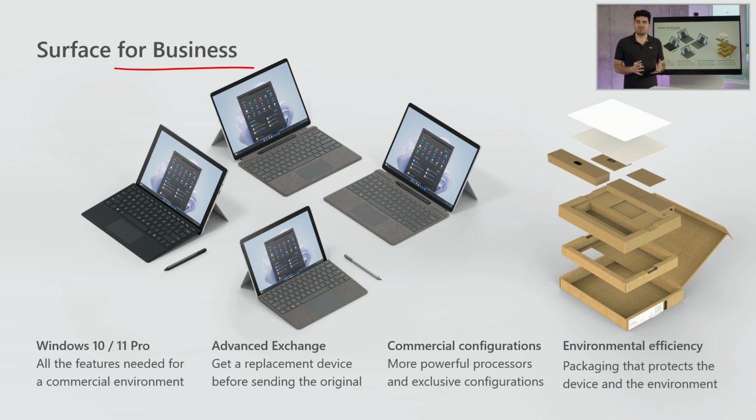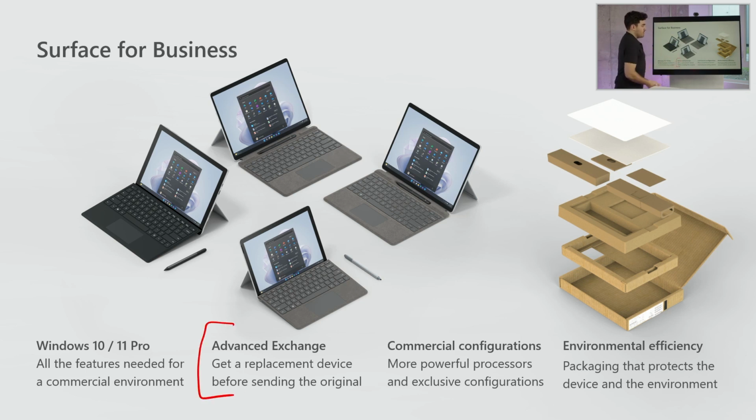There's a couple of differences. The first is that only Surface for Business devices come with the Pro version of Windows 10 or 11. That allows you to add it to your organization, join it to your domain, and actually use it for work. If you don't have Pro, you'll need to up-level the device to Pro before it can be used for that purpose, a timely thing to do.